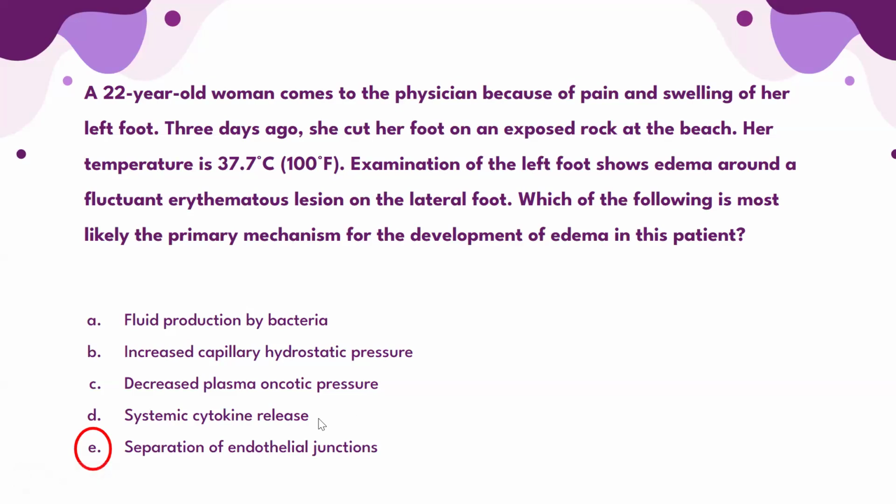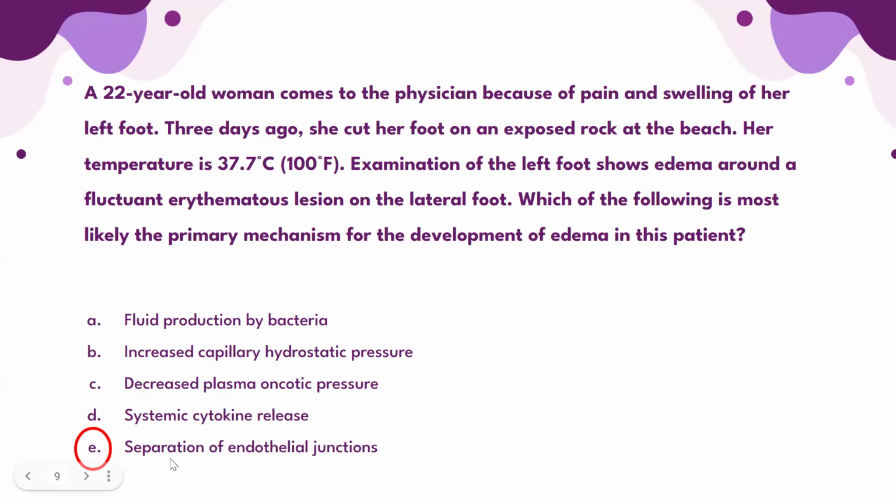Systemic cytokine release would also present much more drastically. It might present as shock. You know, cytokines have been released in the entire body. All of the vessels in our body have vasodilated, and now all of the blood is pooling in the veins and arteries, and none of it is going to the heart to get pumped. So that would present much more drastically or dramatically. It wouldn't be something as small as just edema on the foot. So the answer is separation of endothelial junctions.